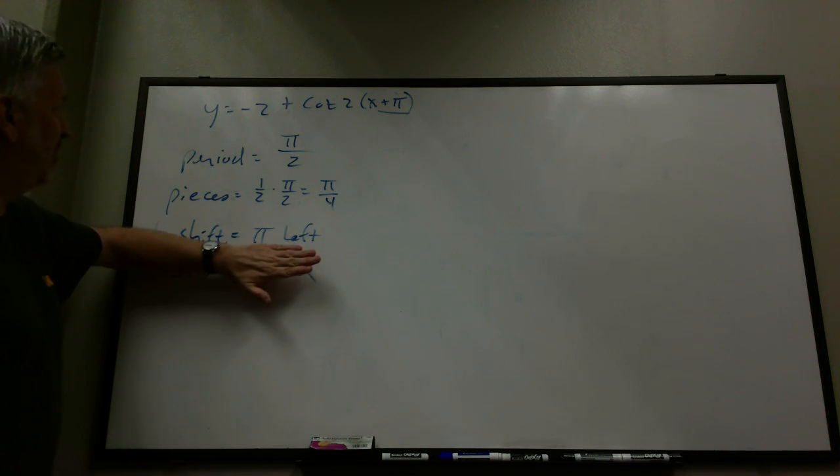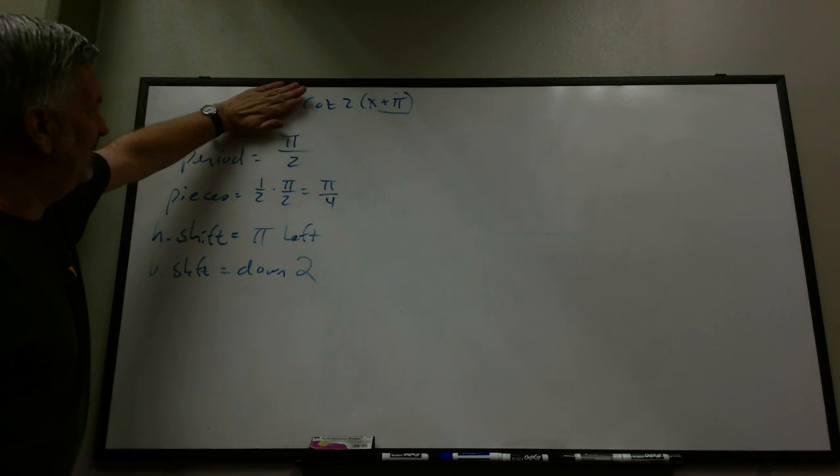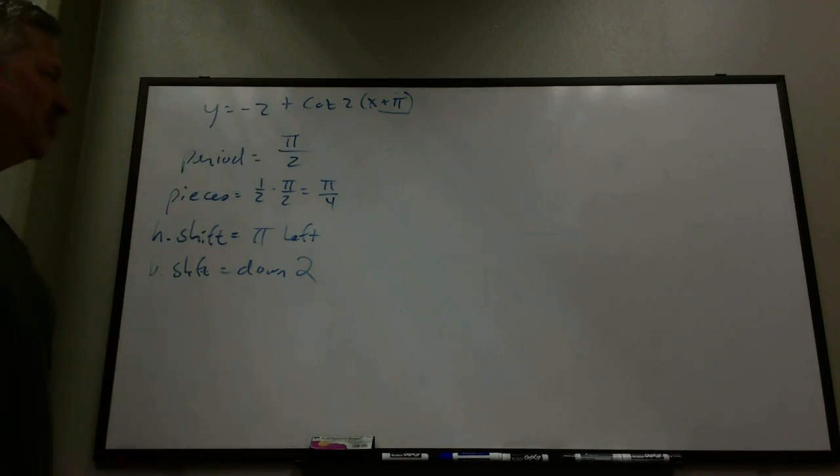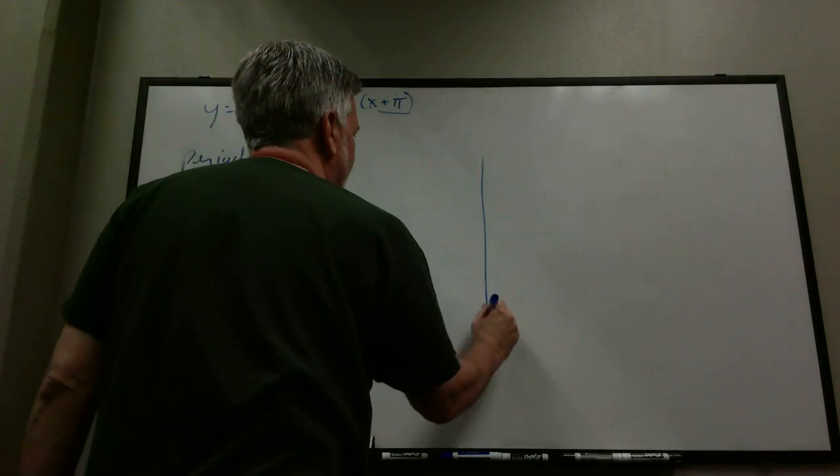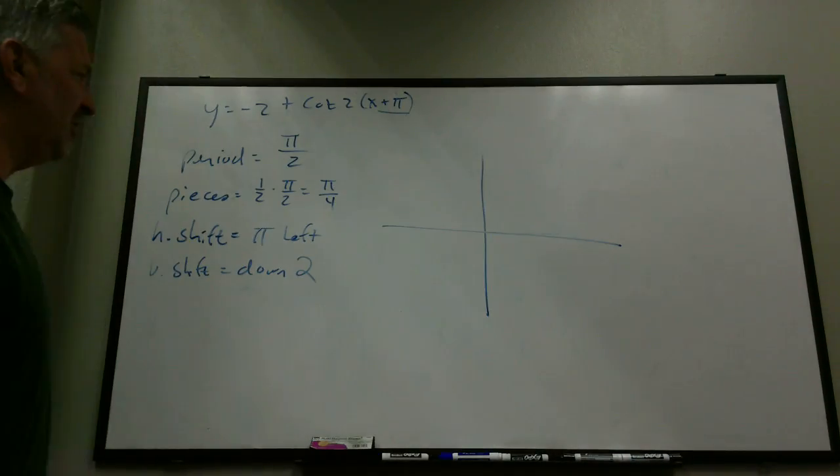I'm going to sketch the graph of cotan of 2 times x plus pi. Then I'm going to do the vertical shift. Okay? Okay, I guess I should have planned ahead here.